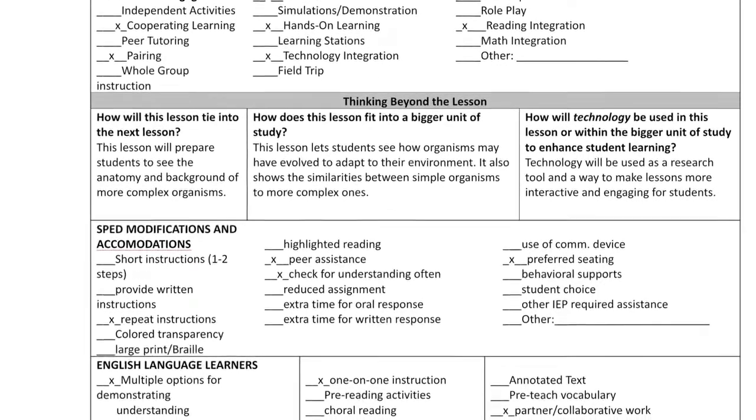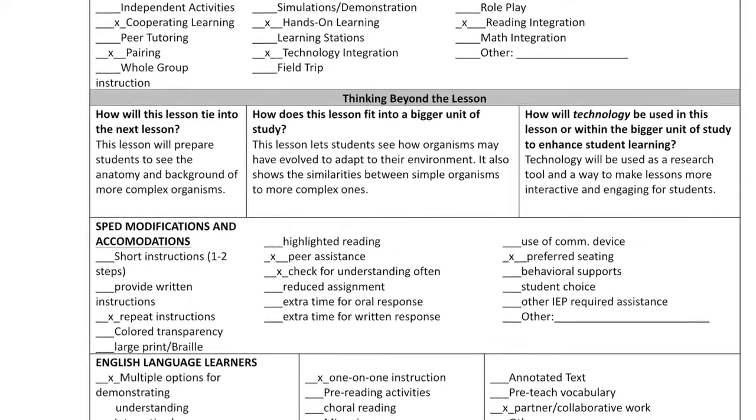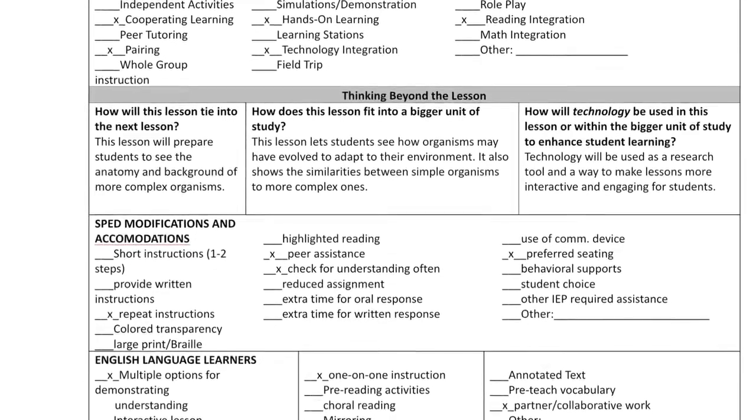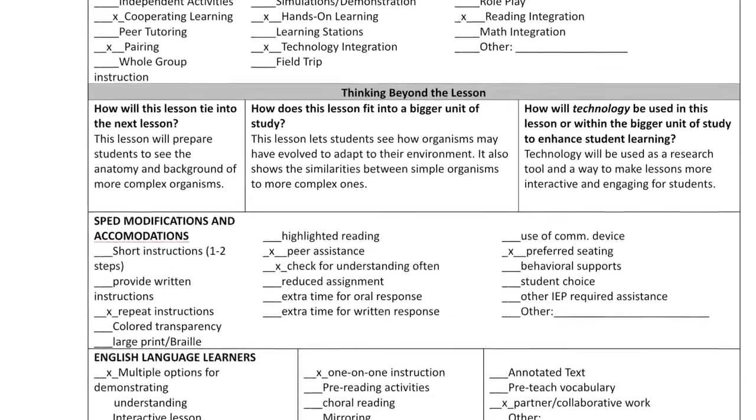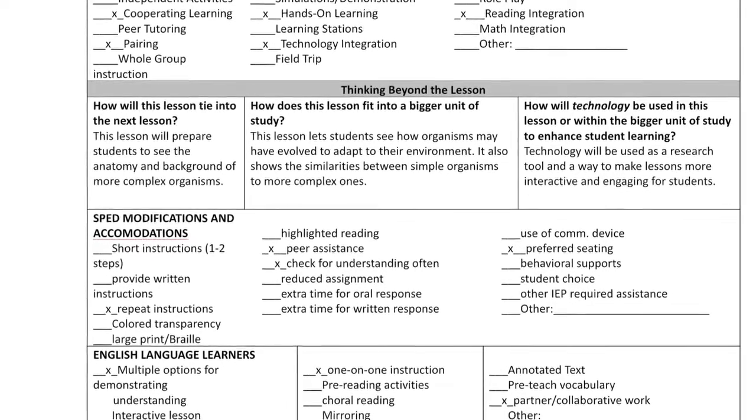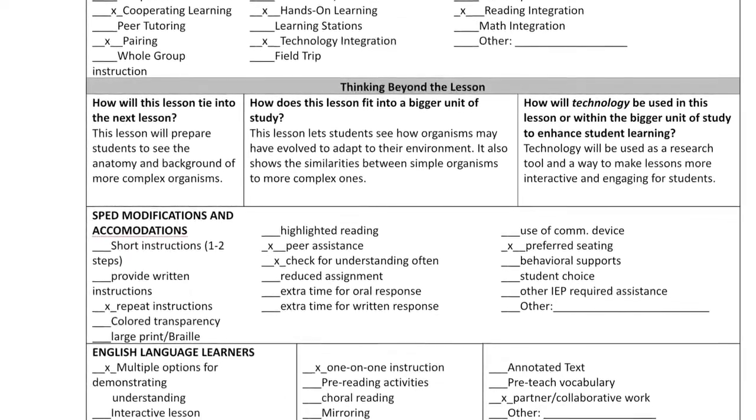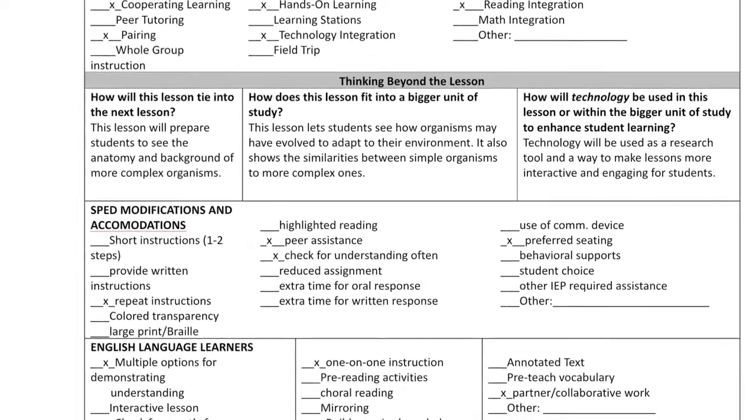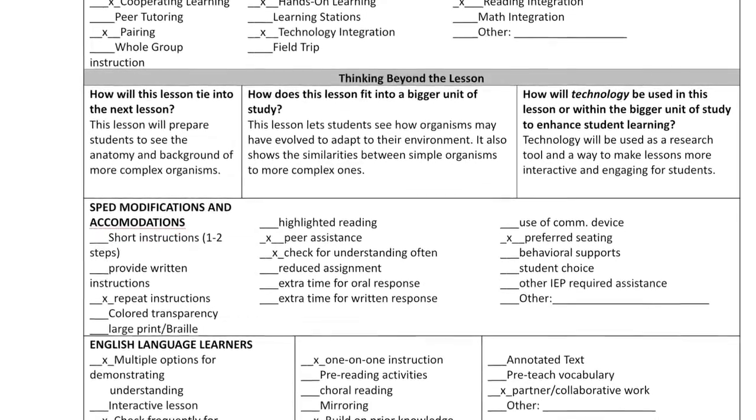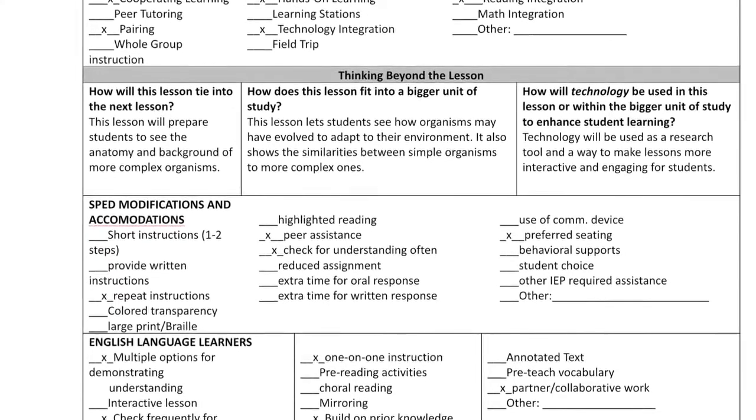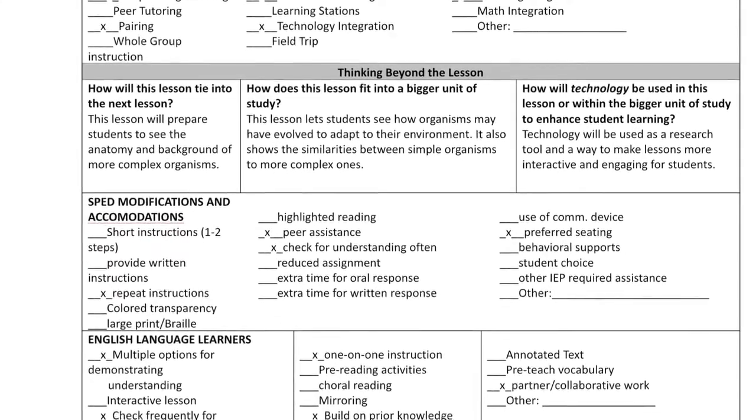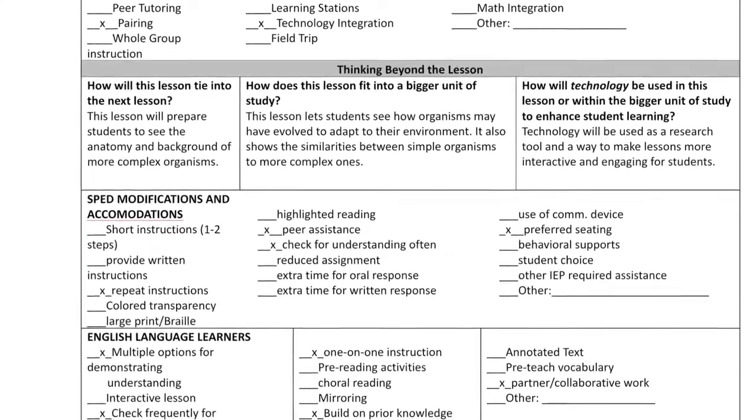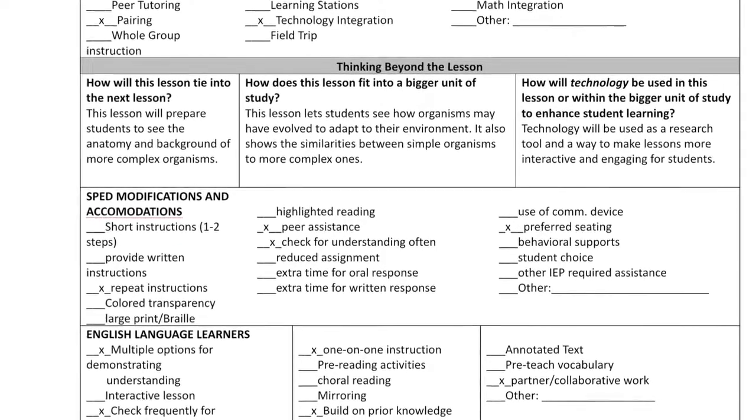For English language learners, or as we usually call them in our class, MLLs, we may have multiple choice options demonstrating, check frequently for understanding, one-on-one instruction, will build on prior knowledge. We may also do partner or collaborative works, particularly with the dissections or, again, the research project.